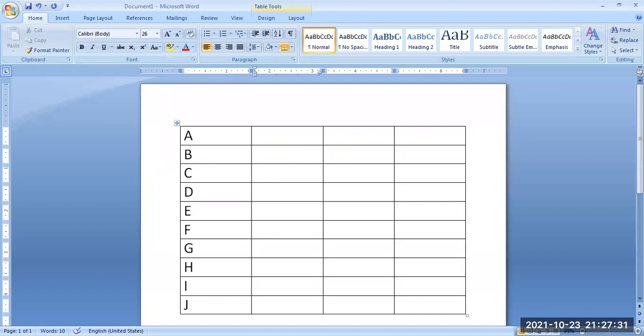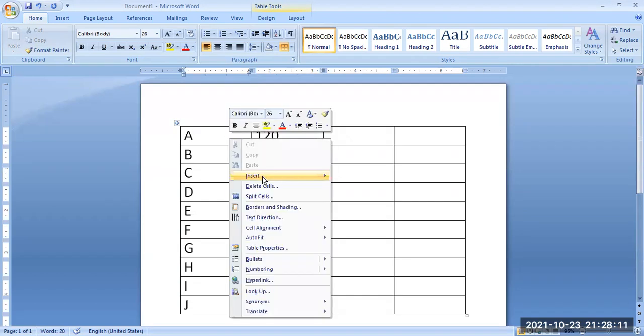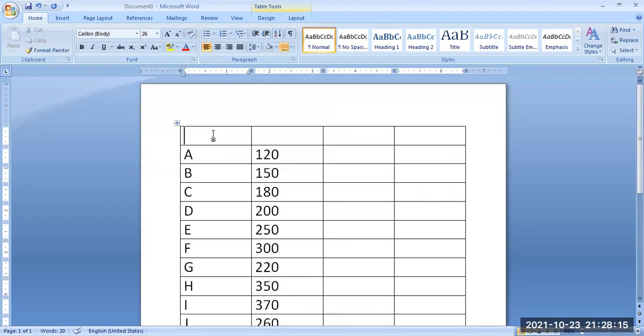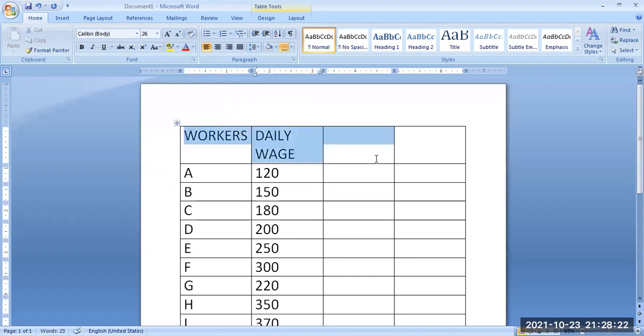Now tell me, what is this data? 150, 180, 120, then 120, 150, 180, 200, 250, 300, 220, 350, 370, 260. These are the workers and this is their daily wage, the daily income. This is the data that they gave.